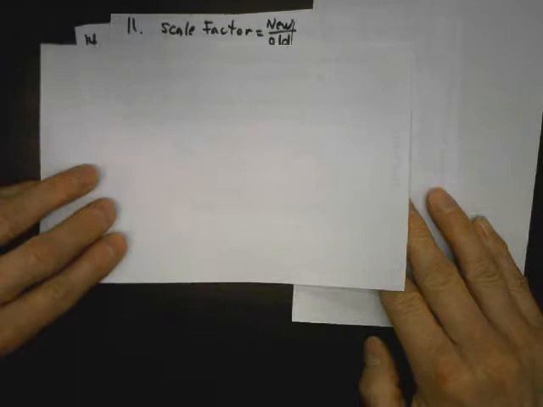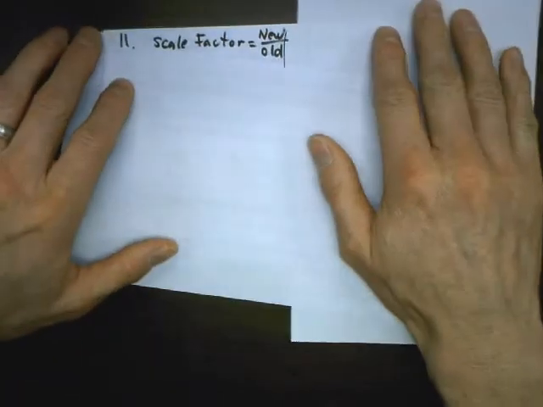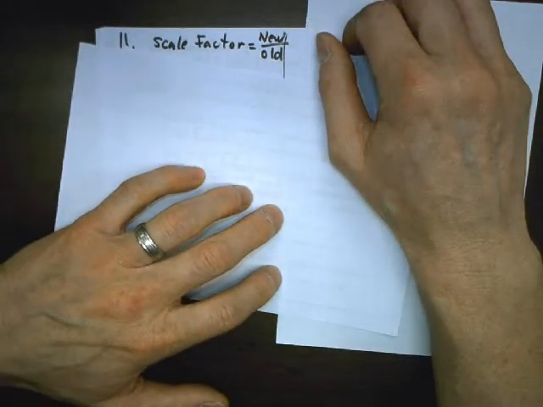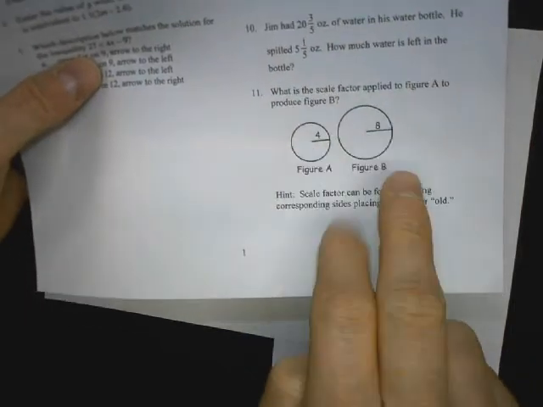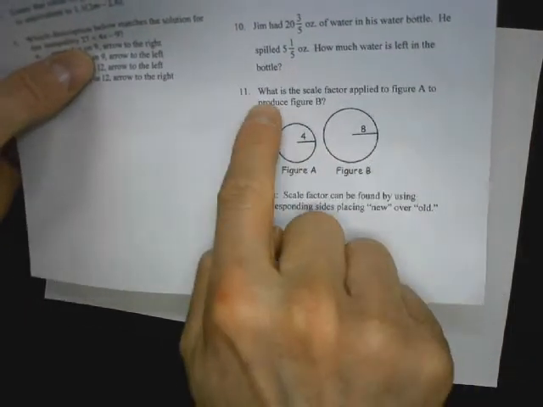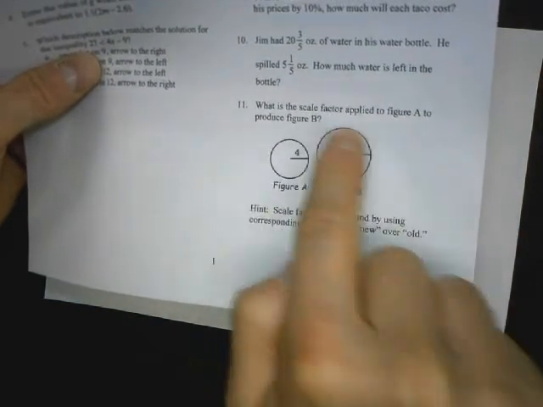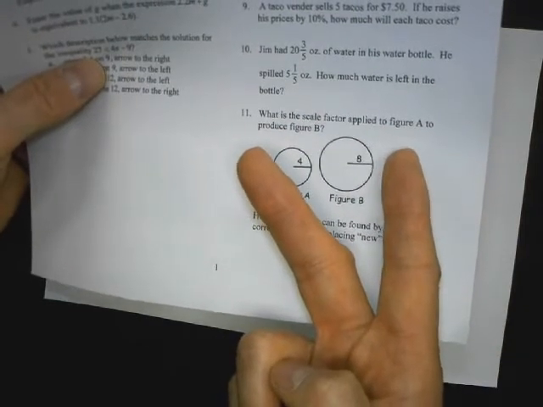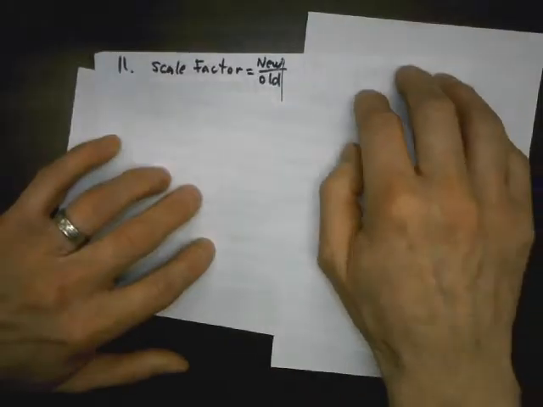Number 11, we've got to find scale factor. These two are similar figures, which means their corresponding sides are in proportion. And to get the scale factor, or how many times bigger or smaller something got, we put the new shape over the old shape. And this is not new just because it's bigger. It's new because the directions say the scale factor applied to A to get B. Okay, because I could switch these around and then the scale factor would be a fraction as opposed to a whole number. Okay, so you got to read the directions. If A is the first one, A is the old one, you got to put that on the bottom.